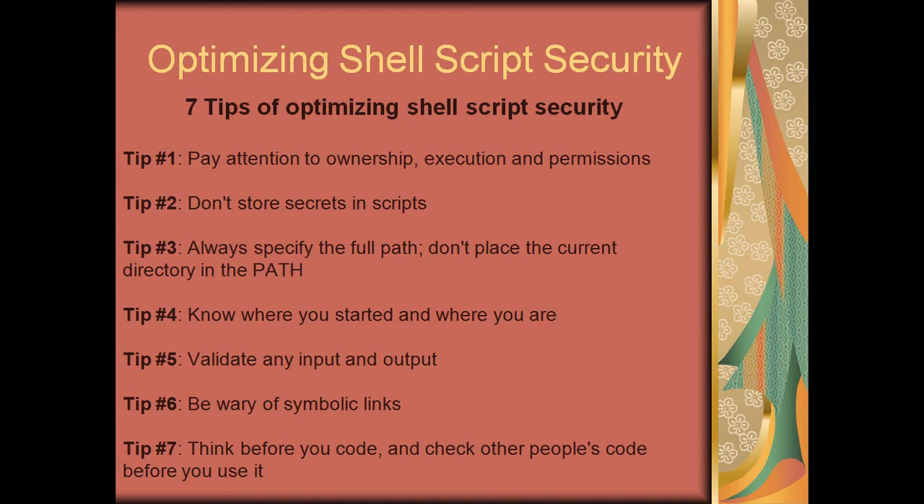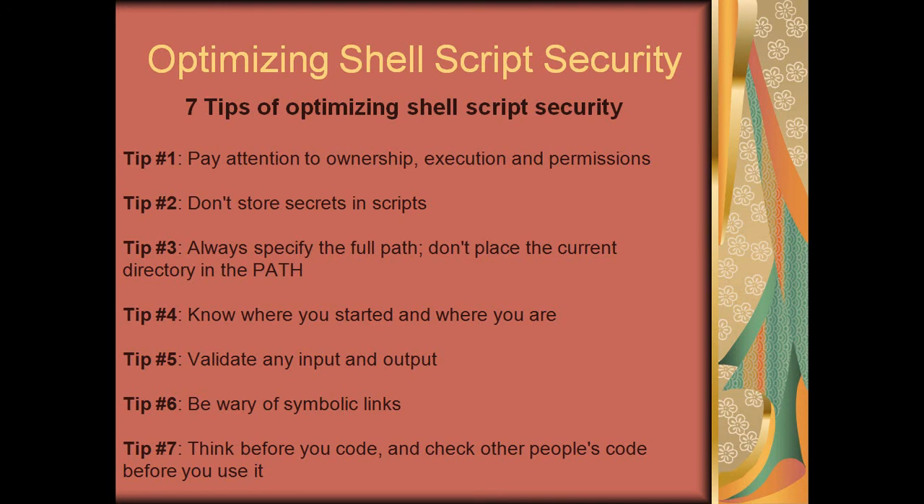Now that you have encrypted your shell scripts and secured them, let's find out how to optimize the security of a shell script. Here are 7 tips. Tip 1. Pay attention to the ownership, execution, and permissions. Tip 2, don't store secrets in scripts. Tip 3, always specify the full path. Don't place the current directory in the path.